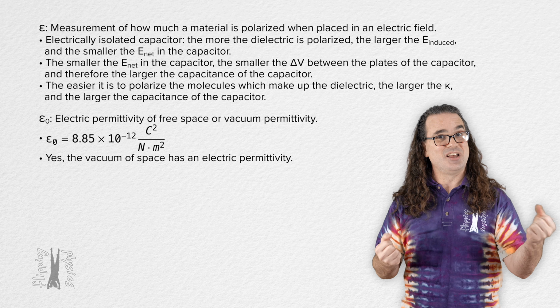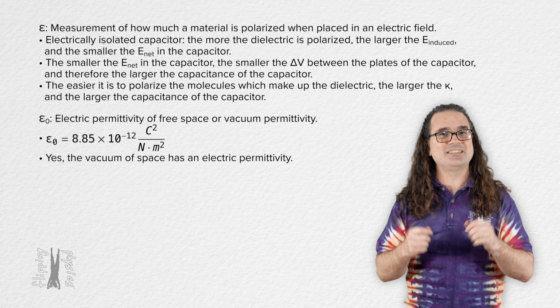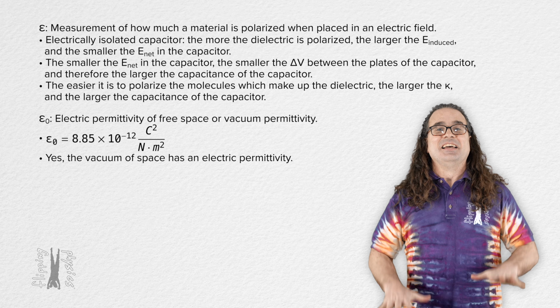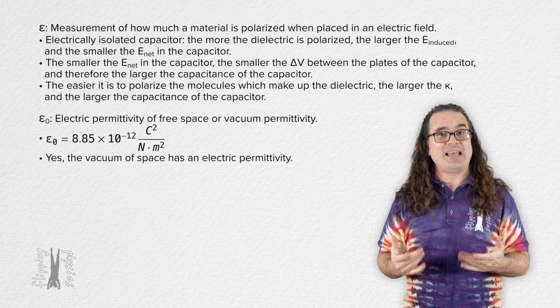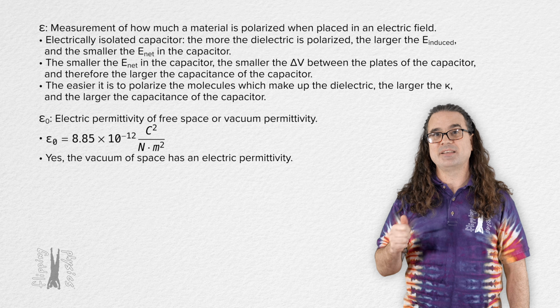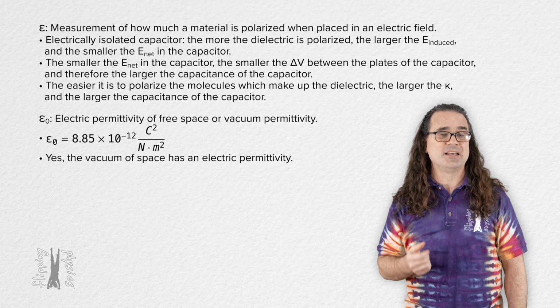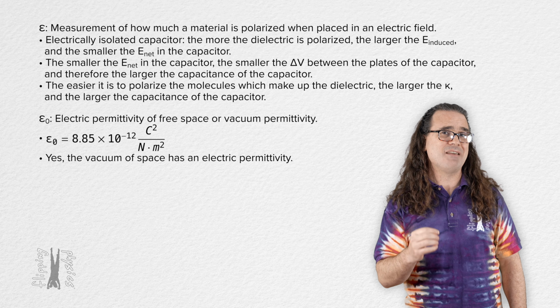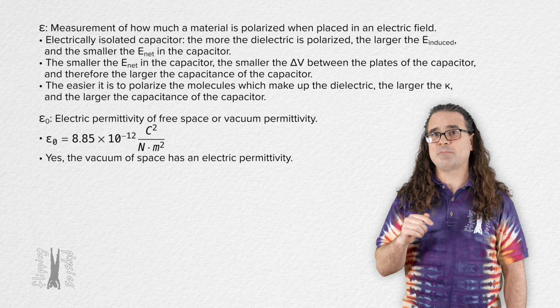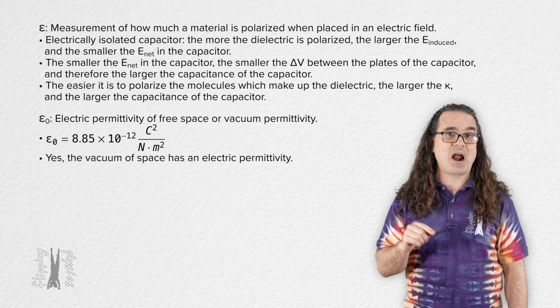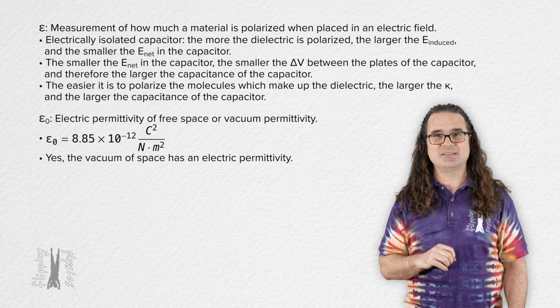What? Yes. The vacuum of space has an electric permittivity. Yes, the vacuum of space has measurable physical properties that affect how electric fields and electromagnetic waves behave. Space is not merely a void. It is characterized by the permittivity of free space, which defines the baseline for how electromagnetic fields propagate.